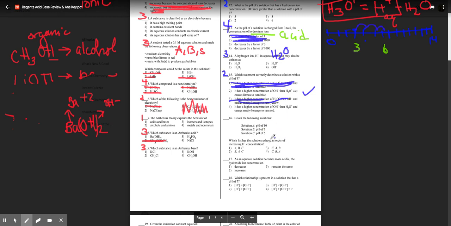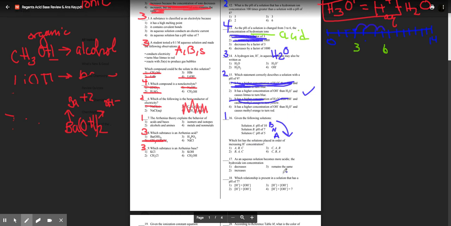Okay, so we've got 3 different pHs. Which of them is increasing H+? So which is becoming more acid? Well, A is a pH of 10. That's a base. That's not acid. B is 7, which is neutral. It's half and half. And then C is an acid, so that is the most. So we are increasing this way, so we want A, then B, then C.